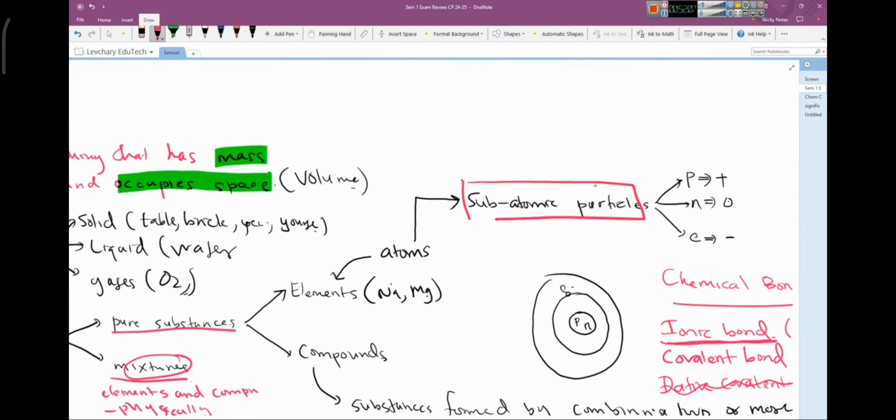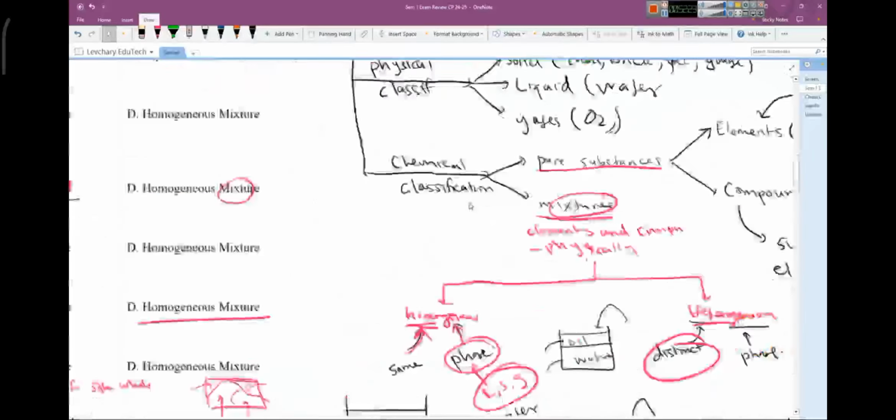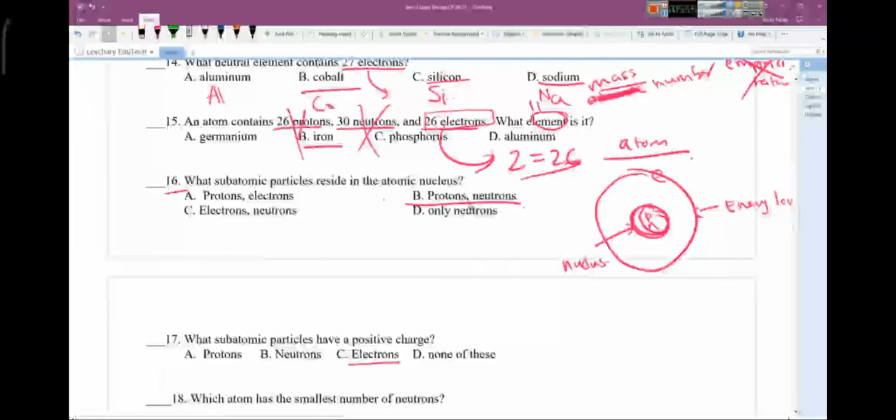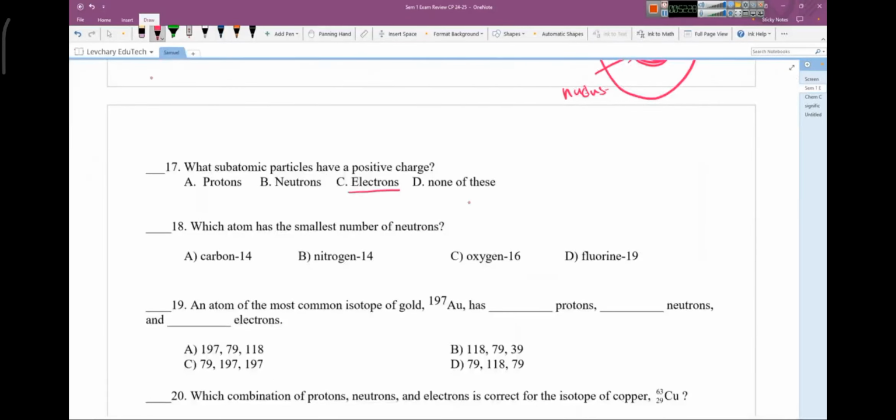Subatomic particles. We have proton: P for proton, N for neutron, and E for electron. So positive charge contains proton only, and negative charge is electron, and neutrons are chargeless. So what's the answer now? Protons, not electrons, right? Here the answer is proton.